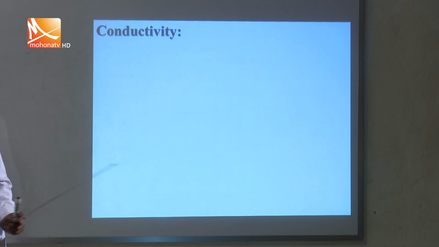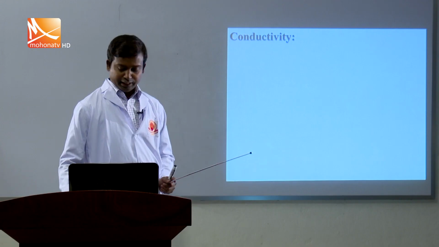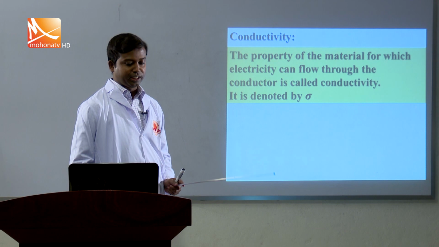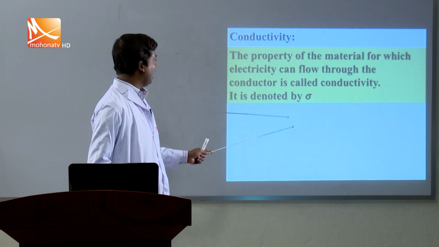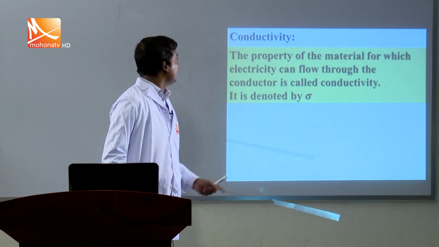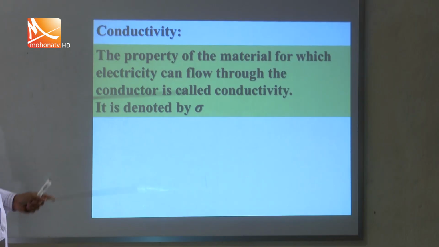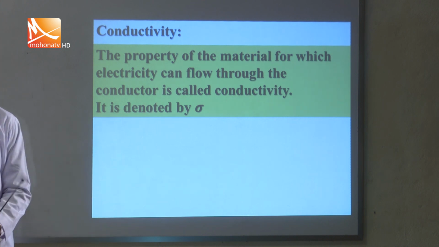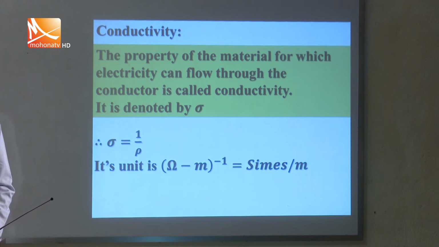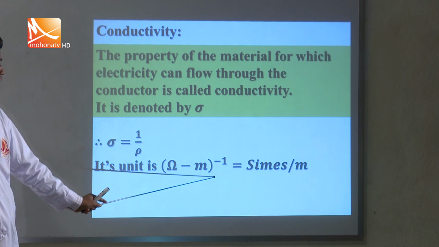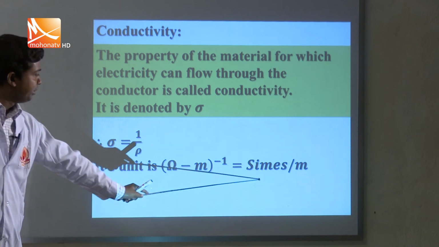Now, the opposite property of resistivity is known as conductivity. For your information, I am interested to describe this. The property of the material by which electricity can flow through the conductor is called conductivity. It is denoted by sigma. This is the opposite of resistivity, that is sigma equals 1 by rho, and its unit will be ohm meter to the power minus 1, that is Siemens per meter.